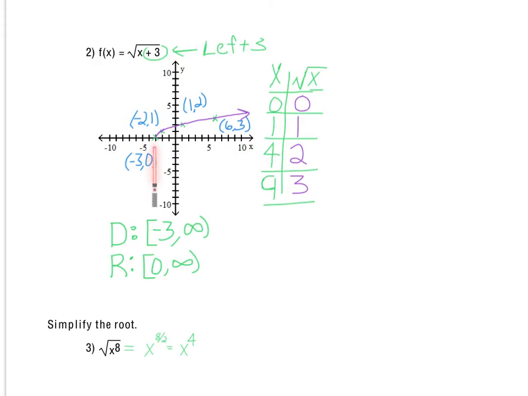The range is also limited. Again, from this point, the graph does not go any lower than that point. So the lowest point it gets to is 0, and then it goes up from there. Now it does continue to go up forever, so the graph does go from 0 to infinity, again with the 0 getting the square bracket to show that the 0 is included in that range.